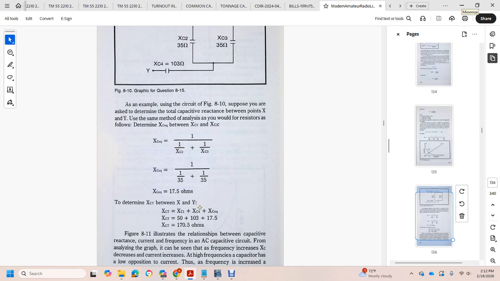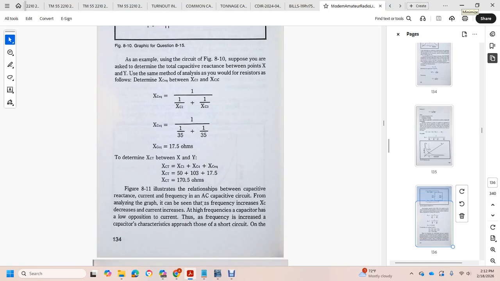A capacitance of 1 times 4 times the capacitance of the equation, 50 times 10^3 plus 1750, 170.5 ohms. Illustrate the relationship between the capacitive reactance and the current frequency in AC capacitive circuits.